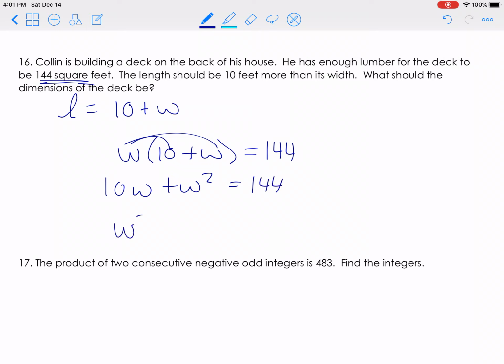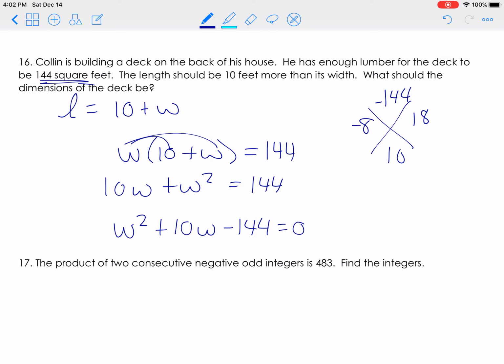Okay, if I put this in standard form, it will look like that. Looking for two numbers that I can multiply that give negative 144. But when I add those numbers, I get positive 10. I know 144 divides by 12 and 12. Let's try 8 and 18. That would be perfect. If the 8 were negative and the 18 positive, we could add those up to get 10.